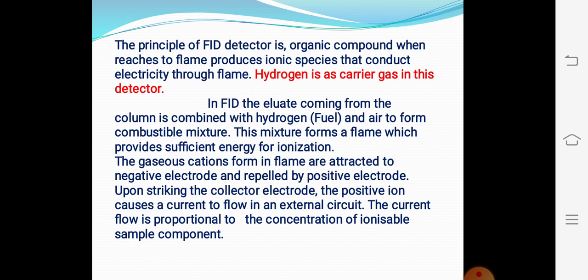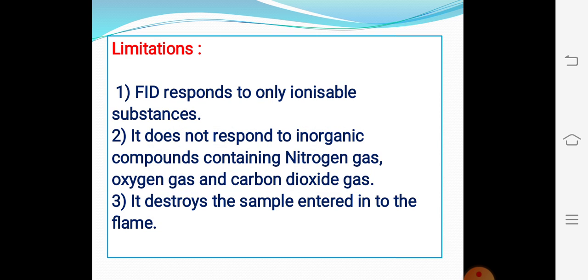This mixture forms a flame which provides sufficient energy for ionization, and the gaseous cations from the flame are attracted to the negative electrode and repelled by the positive electrode. Upon striking the collector electrode, the positive ions cause a current to flow in an external circuit. The current flow is proportional to the concentration of the ionizable sample component.